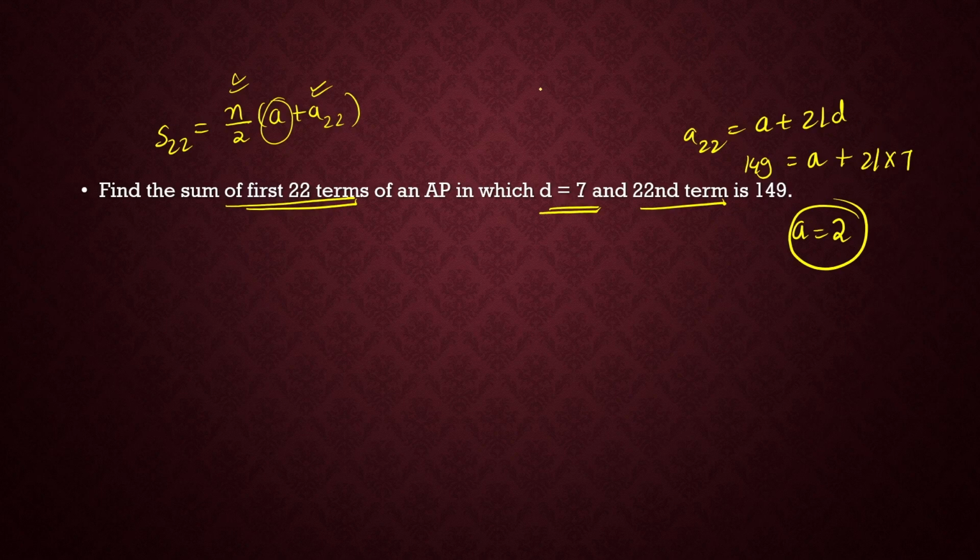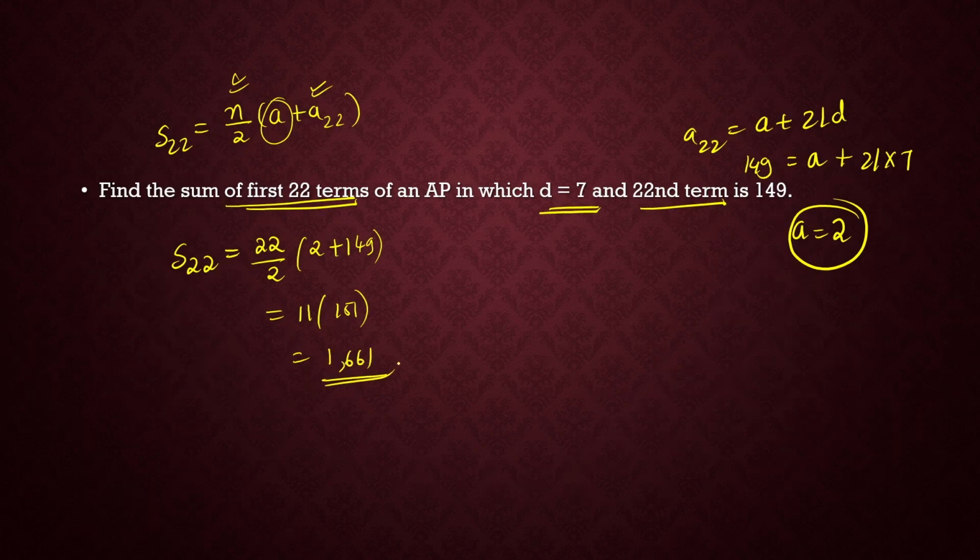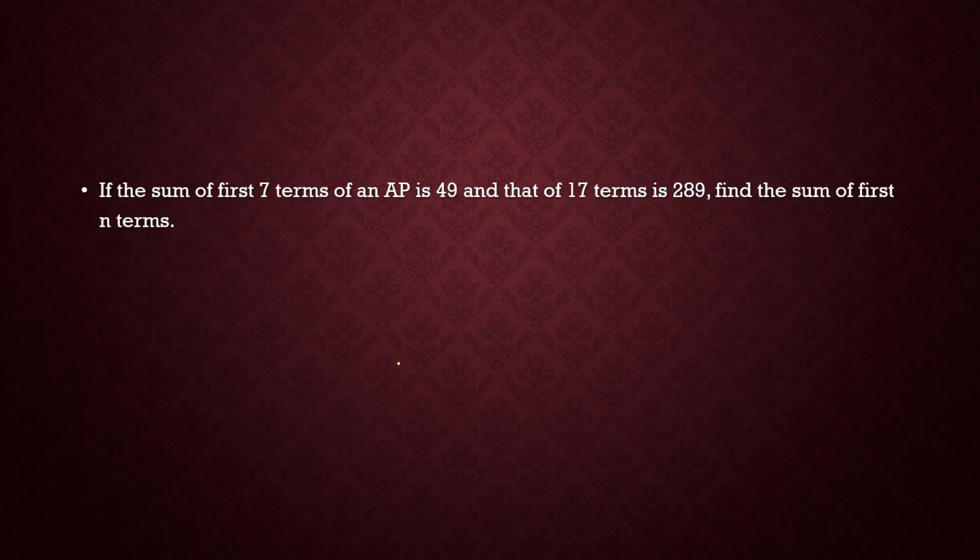Okay, so if I substitute in this formula, I get S22 is equal to the value of n, 22 divided by 2, into (2 plus a22, which is 149). So that is equal to 11 into 151, which is equal to 1661. That's it. Let's move on to the next question.